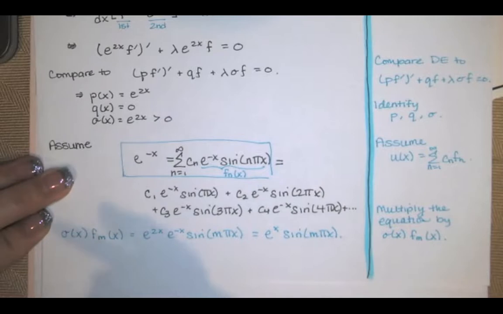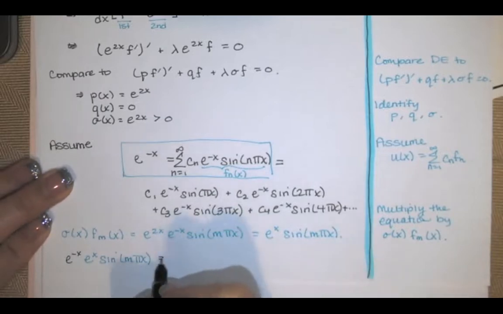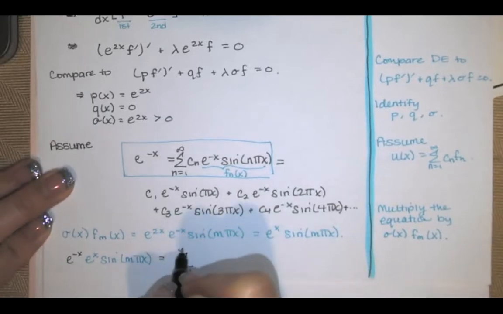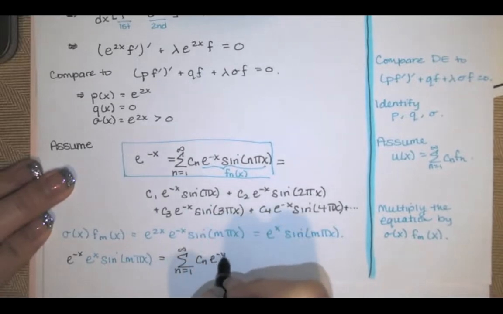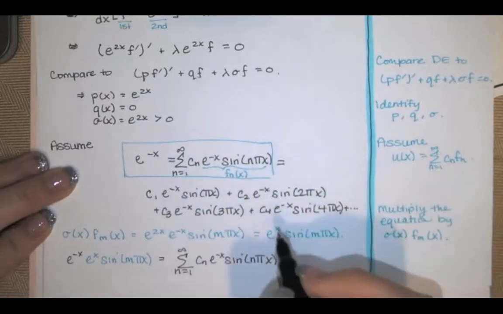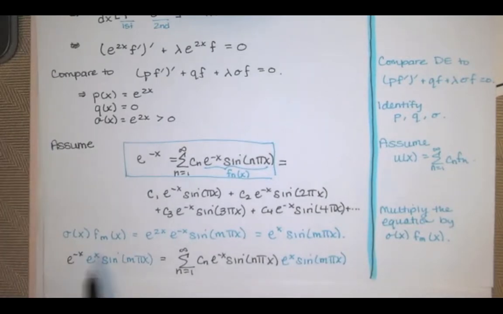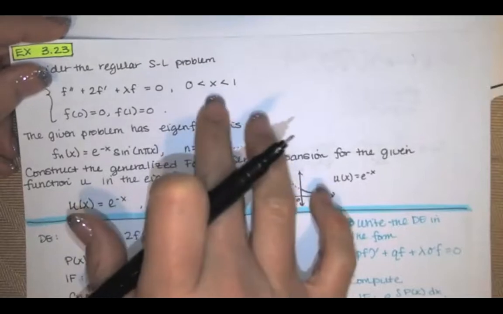So we'll have e to the negative x times e to the x sine of m pi x. And that equals the sum, as n goes from 1 to infinity, of c sub n times e to the negative x times sine of n pi x. I'm just writing this down again. And then we're going to multiply each of those terms by e to the positive x sine of m pi x. Okay. And then we'll integrate, we're going to simplify this, and then we'll integrate over the interval of interest. And the interval of interest this time was 0 to 1, as stated here and also as stated here.